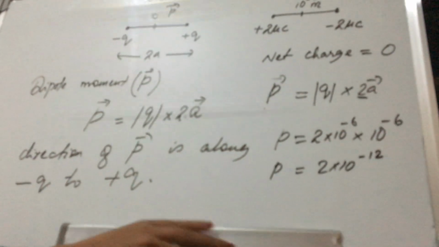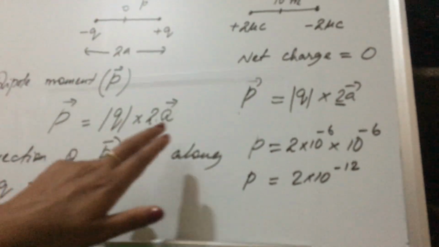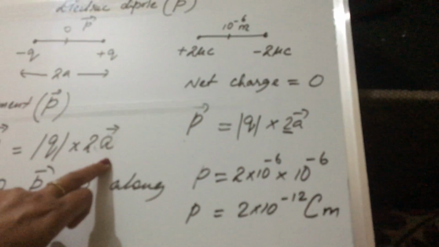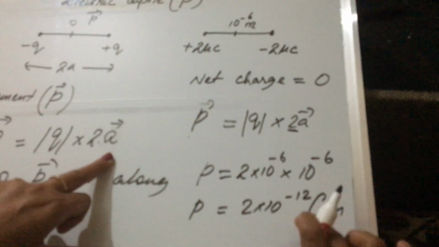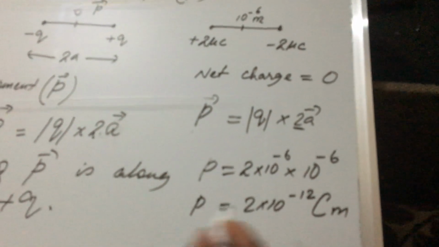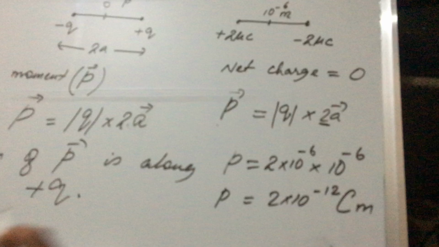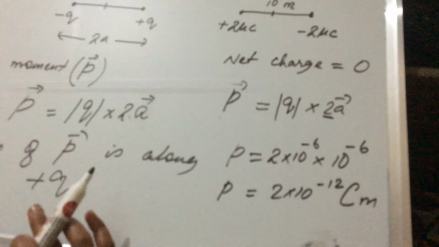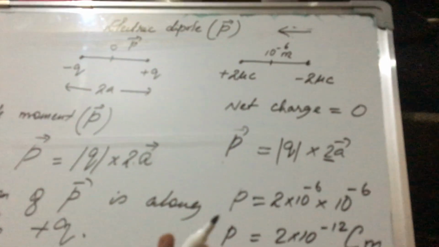Then what should be the unit of the dipole moment? Coulomb meter, right? Don't write cm, otherwise it will be centimeter. C should be bigger, m should be smaller. So this is all done. Now what about the direction of the dipole moment? Direction of dipole moment is along negative to positive. So I hope it is clear about the dipole moment.